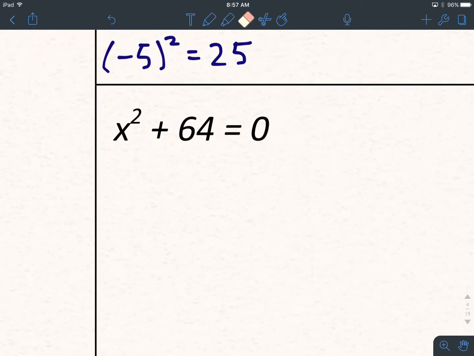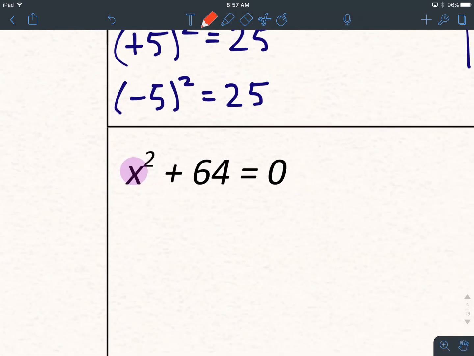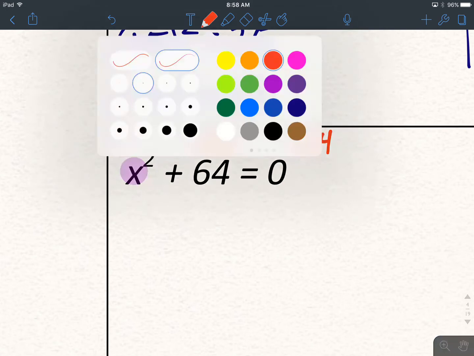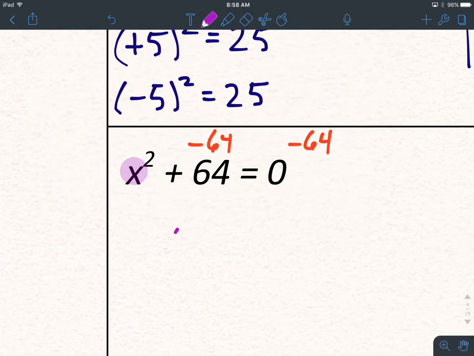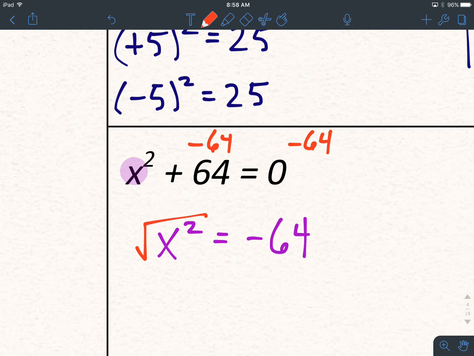So there's our variable. What's happening to our variable? It's being squared and added to 64. If we're going to follow BEDMAS backwards, then what we should be doing first is undoing the addition and subtraction. So we are going to subtract 64 from both sides of our equation. That's going to result in x squared being equal to negative 64. And now we undo the squaring by square rooting both sides of our equation.